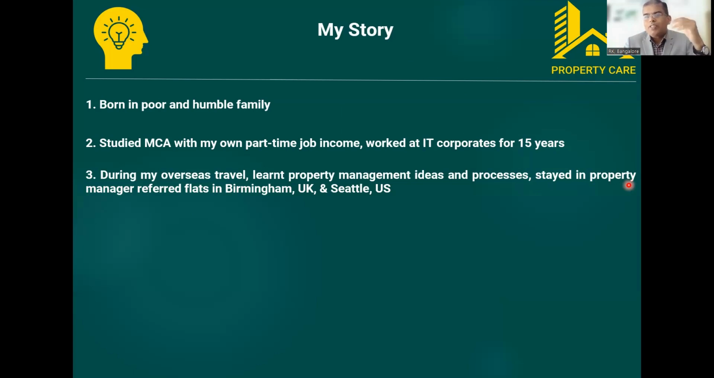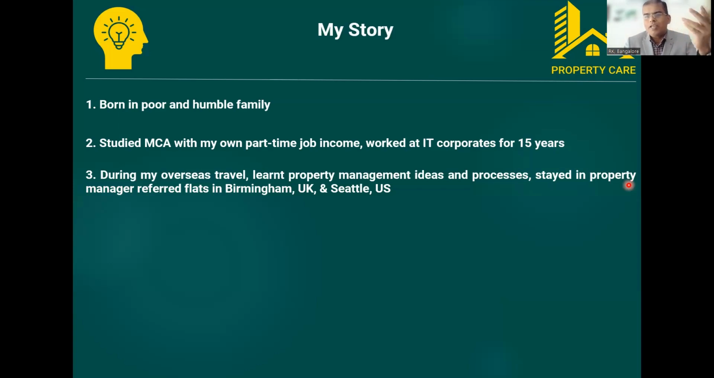See, in the UK and US, even though owners stay close by, they prefer to give the property to a professional property management company. They don't do it themselves independently, like how we do here in India. So I started observing such processes. It is very well professionally documented, and managing that property.